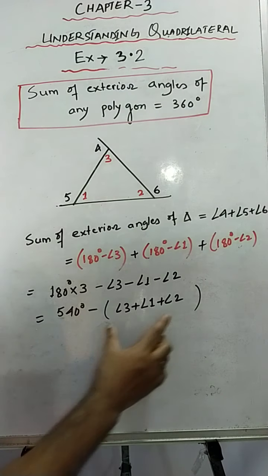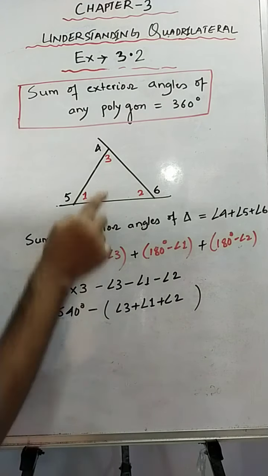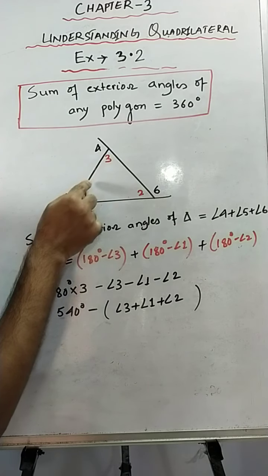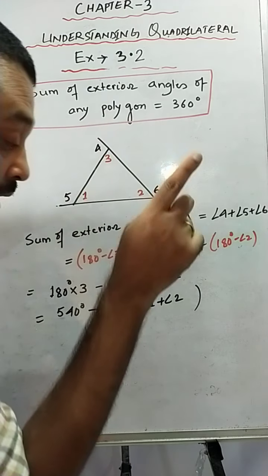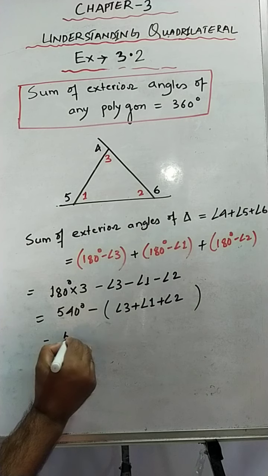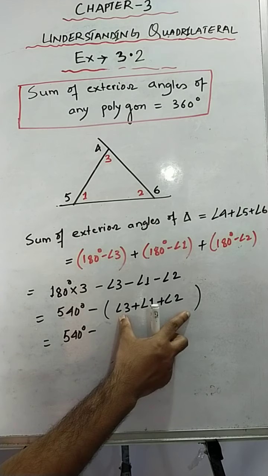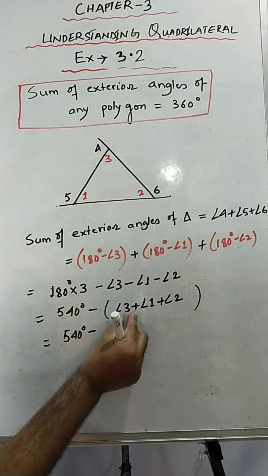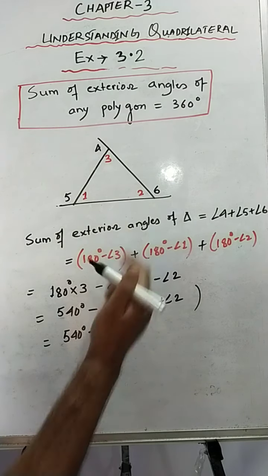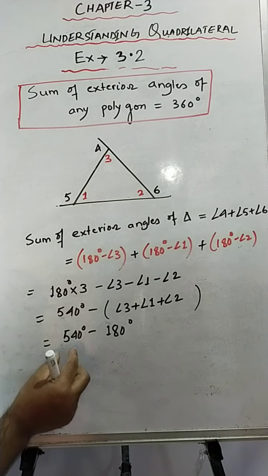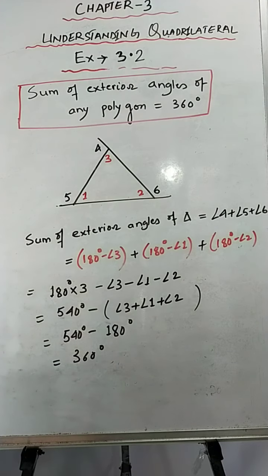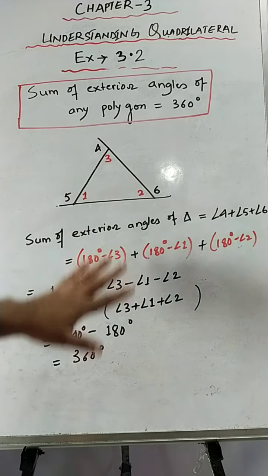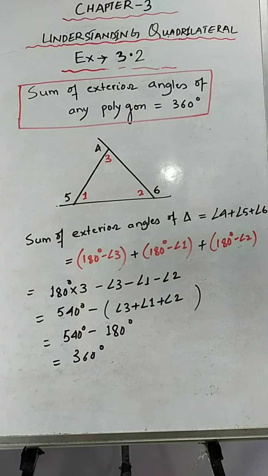Okay. Now carefully observe this. Angle 1, angle 2, angle 3. These are all the interior angles of a triangle. So what is the sum of interior angles of a triangle? 180 degree, isn't it? So in place of angle 1 plus angle 2 plus angle 3, the sum of interior angles of a triangle is 180 degree. So if you subtract 180 degree from 540, you will get 360 degree.